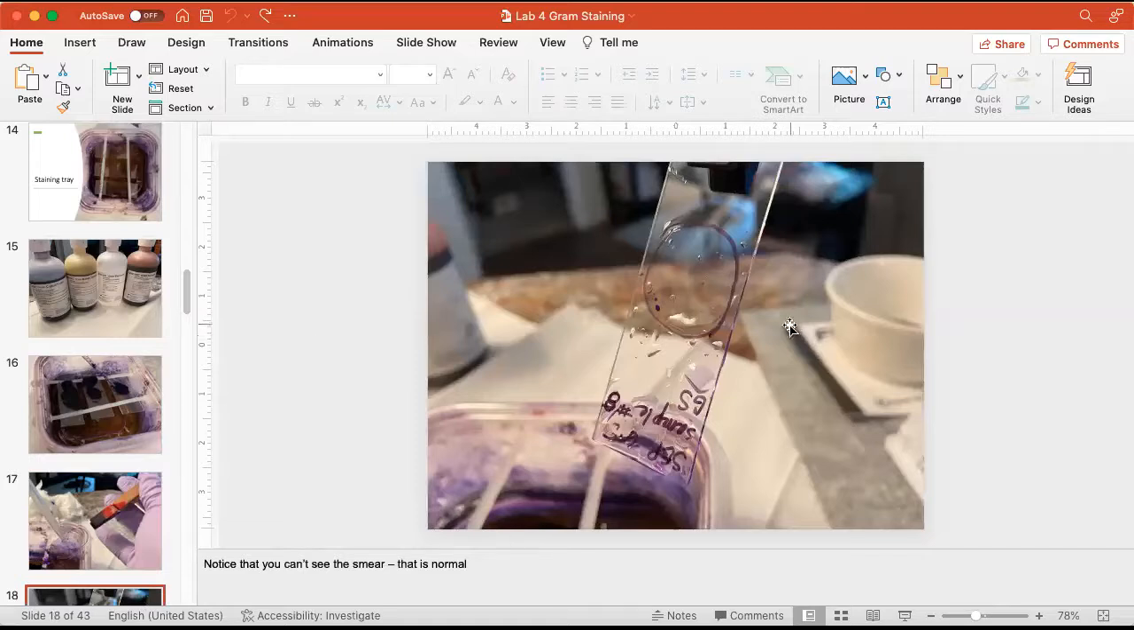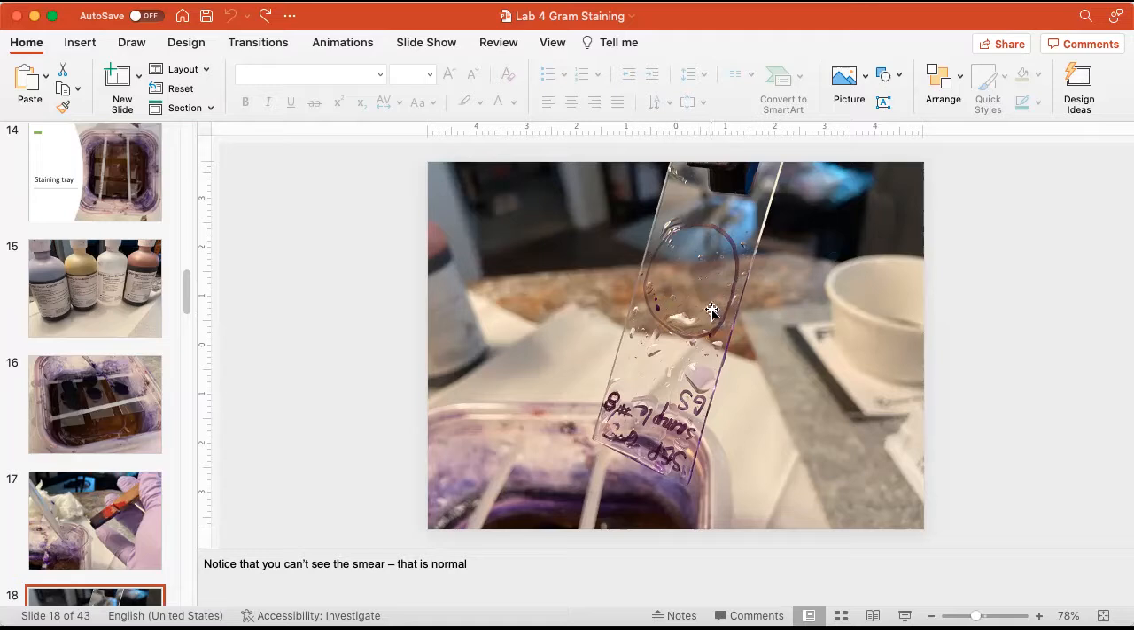I want you to notice that as I hold this rinsed slide up, I can't see anything in this circle, can I? I don't see anything in here. I don't see any smear in here. I don't see the color purple in here. I just finished using my crystal violet, and yet I don't see anything in my circle. That's normal. Remember, I put a very, very thin layer of cells here. And that was done on purpose. I don't want a thick, thick layer of cells because I won't be able to interpret it very well.